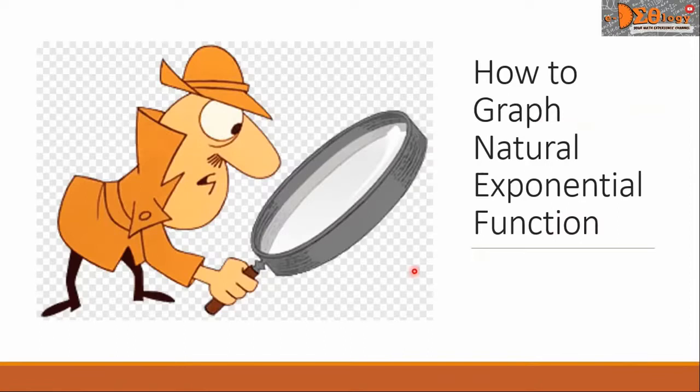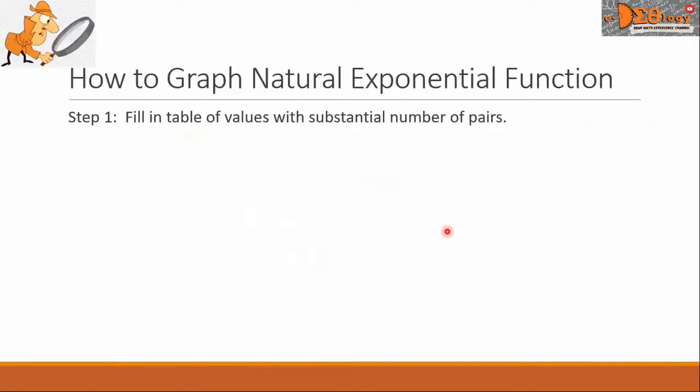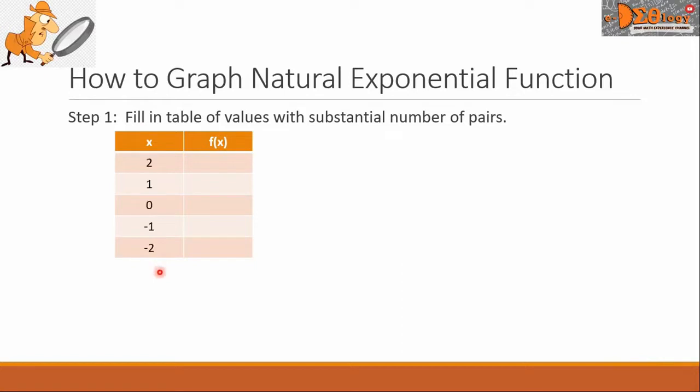Now let us learn how to graph natural exponential function. Step 1. Fill in table of values with substantial number of pairs. It means we can have the table of values that looks like this. We have two columns. The first column is for the x. We have 5 blanks here that we can write the values 2, 1, 0, -1, and -2.